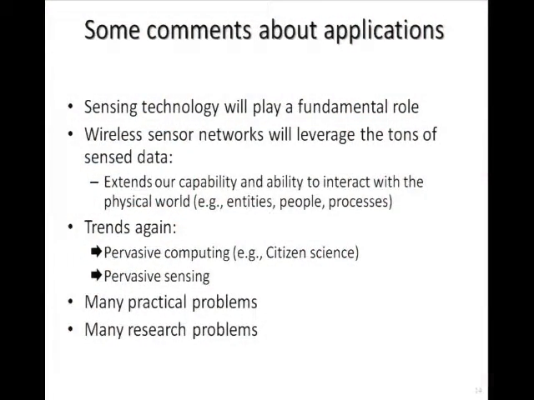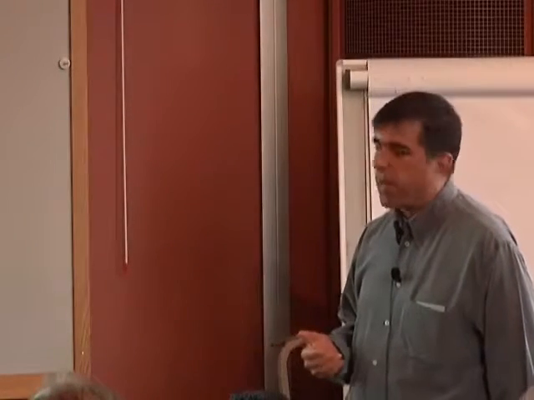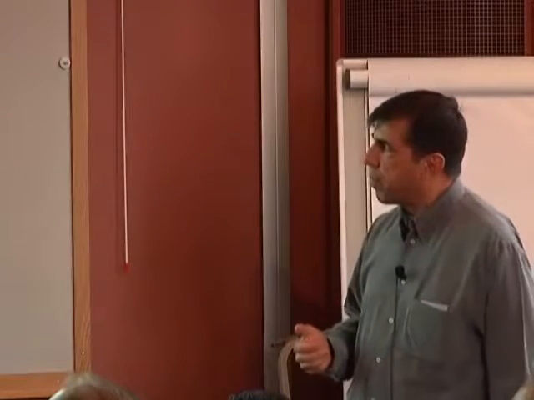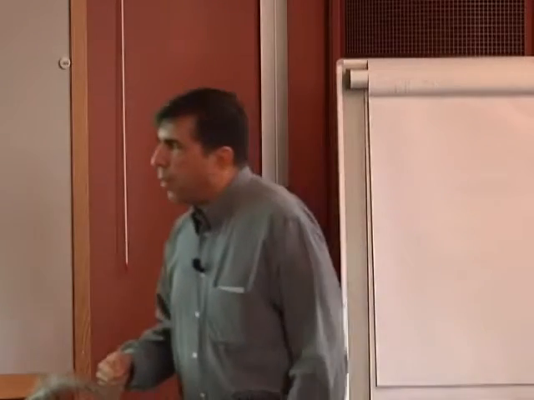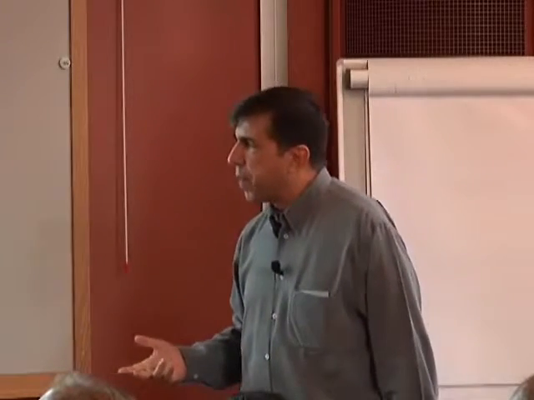So, just some comments about applications. It's clear that sensing technology will play a very fundamental role for these applications. And definitely, these networks will leverage the tons of sensor data that can be acquired. The idea here is that these sensor networks will extend our capability and ability to interact with the physical world. And by physical world, we mean entities, people, processes, etc. Again, we have two clear trends: pervasive computing, and in this case, a very interesting aspect is citizen science. I'll talk about this a little bit later. And pervasive sensing, where we have many practical problems and many research problems to solve.